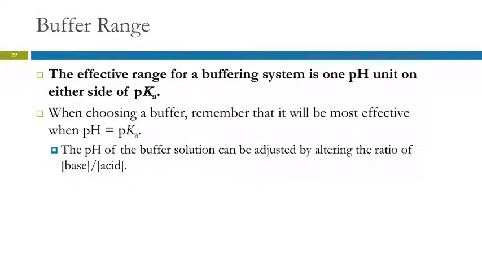So the effective range is 1 pH unit on either side of pKa. So you want to match up the desired pH as close as you can to the pKa of your buffering acid. Then you can tweak the pH a little bit by adjusting the ratio of acid to base. Any questions?